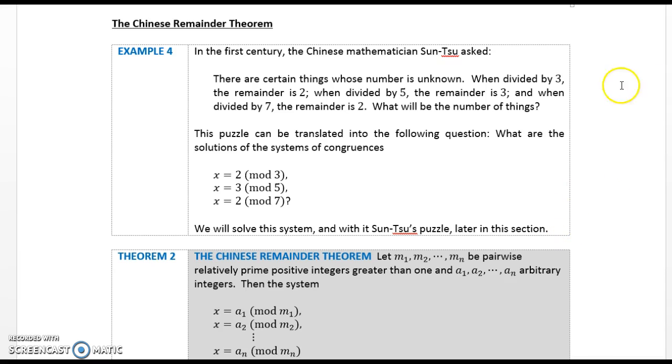This puzzle can be translated into the following question. What are the solutions of the system of congruences? x is congruent to 2 mod 3. I've written this as equalities when they're really congruences here, please excuse me. And x is congruent to 3 mod 5, and x is congruent to 2 mod 7. We will solve this system, and with it, Sun Tzu's puzzle.